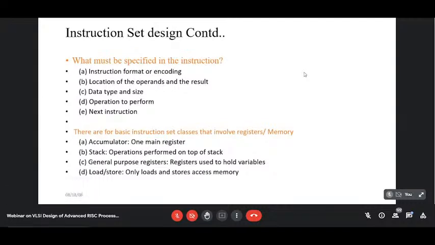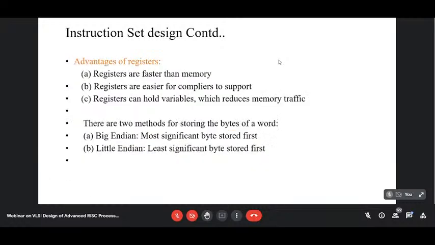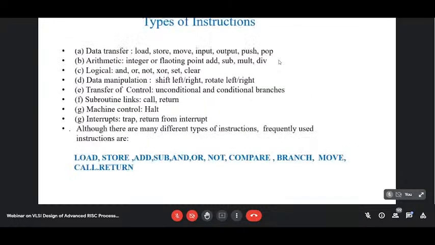So now, instruction set design. What should be specified in the instruction? What is the format of the instruction? Then data type, data size, what operation to be performed, etc. Now, instead of going into the details of this, we'll straightaway go to the types of instructions.